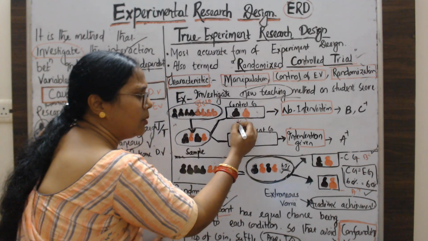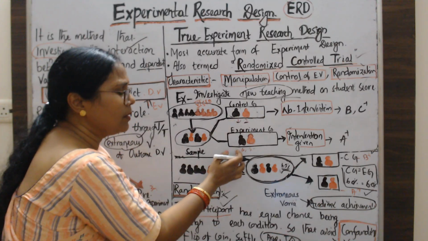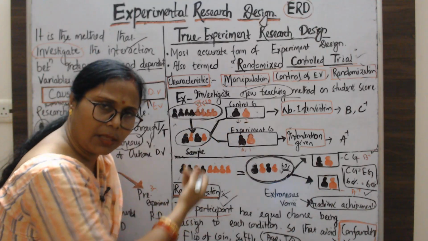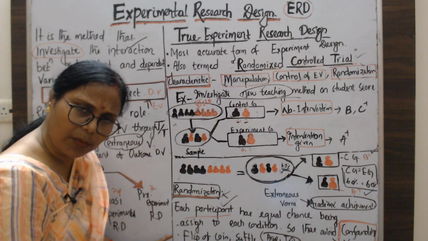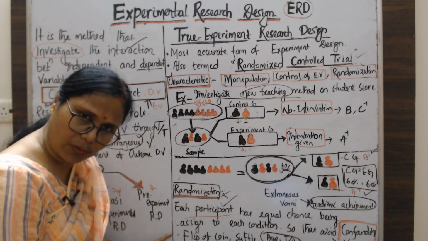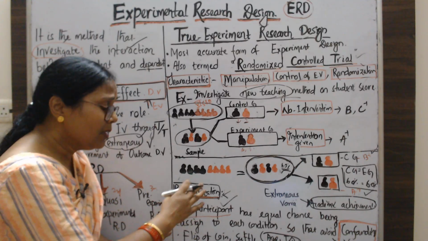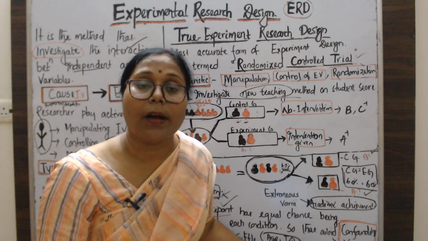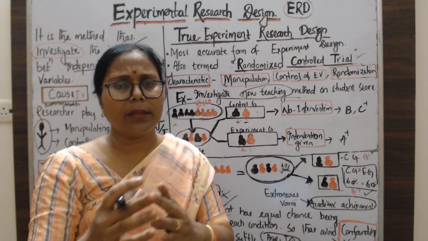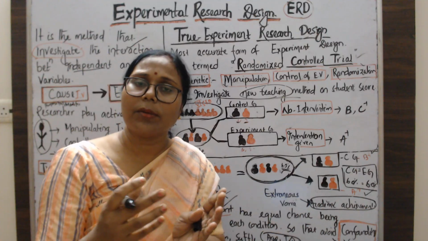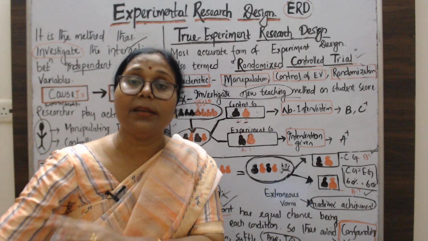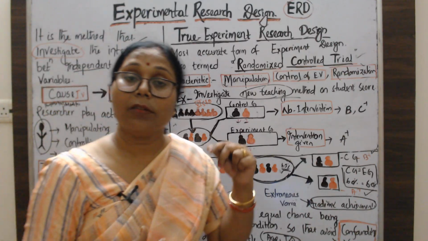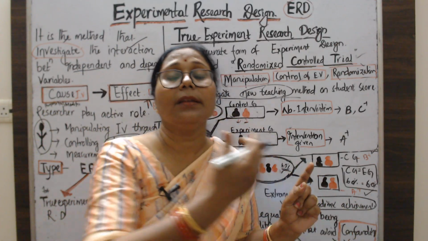Maybe roll numbers 1 and 2 go to the control group, and 6 and 7 to the experimental group. Or maybe I take 1 and 7 for the control group, and roll numbers 2 and 6 for the experimental group. Randomly I select the students, or the subjects. By this way we can avoid selection bias or confounding bias. By this way we can eliminate the confounding variables, which are confusing variables that affect both the independent variable and the dependent variable.